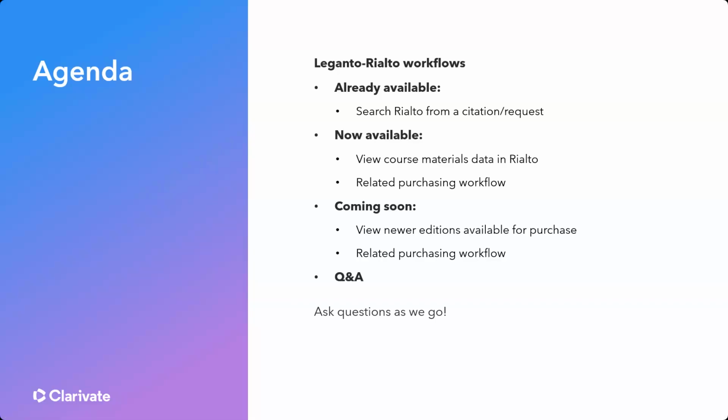We do have a few integrations which have been available for a while now, so I'll very quickly cover those in case you're not familiar with them. Then there's a new option available to see more course materials data in Rialto as of the January release, so we'll go through that one. We also have a workflow that's coming in the first half of the year, so coming soon. This is to see newer editions which are available for purchase. Both of these newer ones from this year also have the workflows, so it's the new data that's available as well as the workflows if you were to then purchase one of those resources. So we'll walk through all of that today.